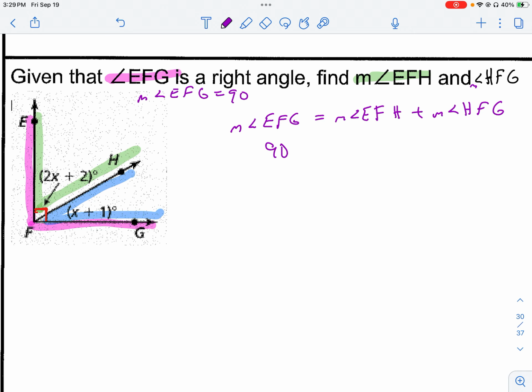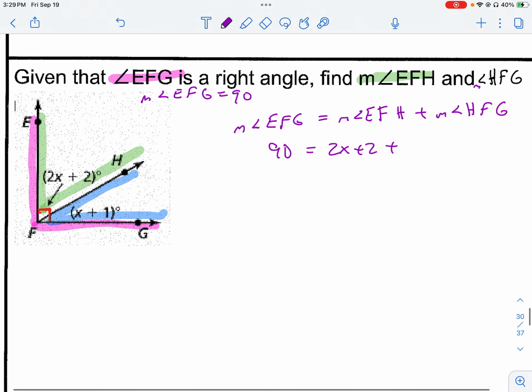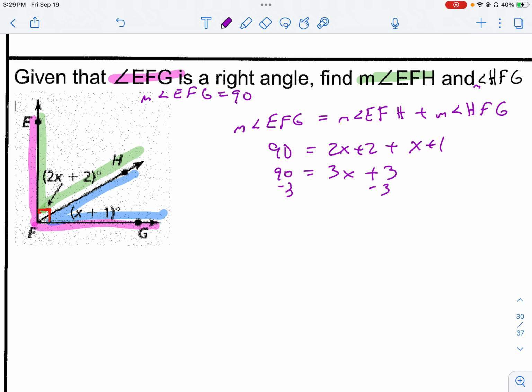The measure of EFG is 90. The measure of angle EFH is 2x plus 2. The measure of angle HFG is x plus 1. So we're going to combine our like terms. So 2x plus x is 3x, and 2 plus 1 is 3. Then we're going to get our x by itself. And 87 equals 3x. Divide both sides by 3, x is going to equal 29.